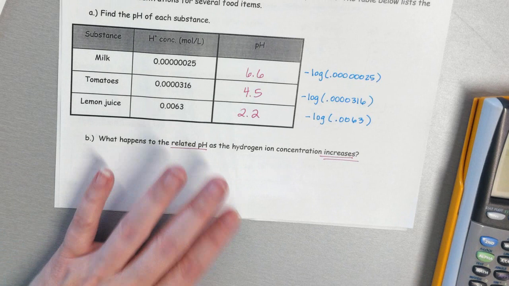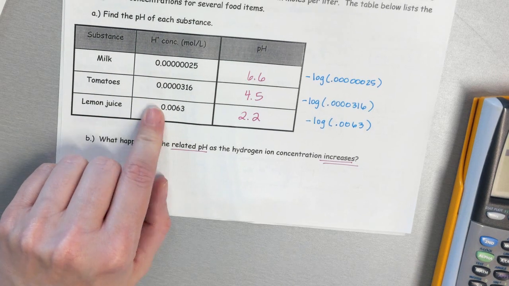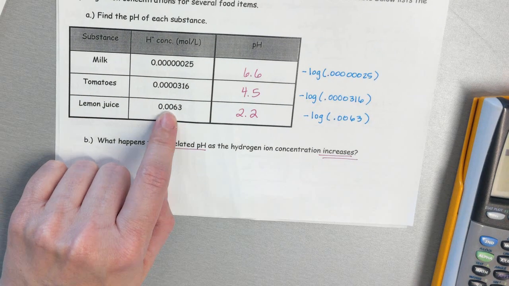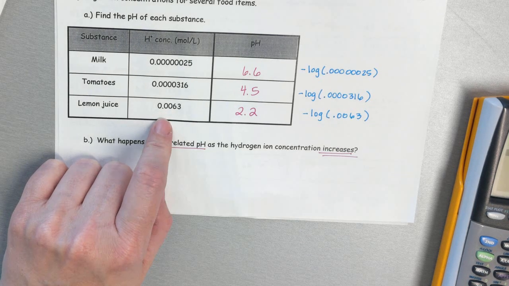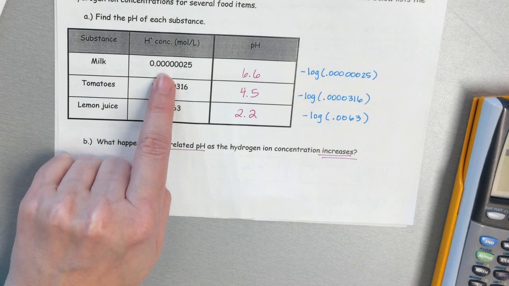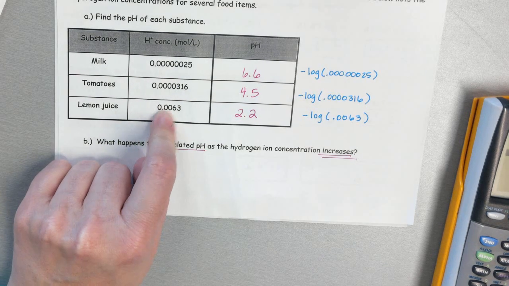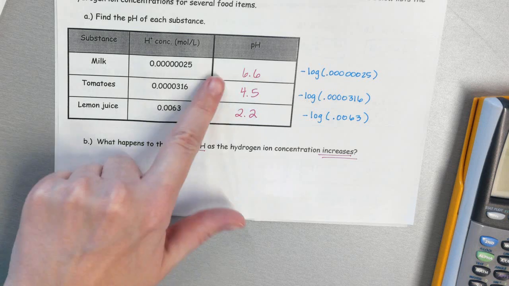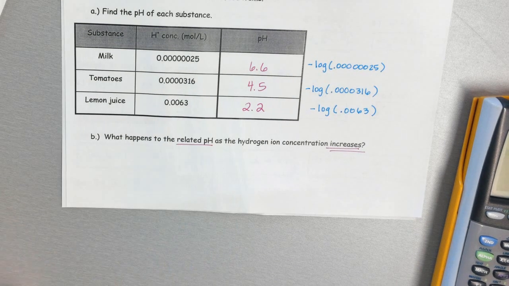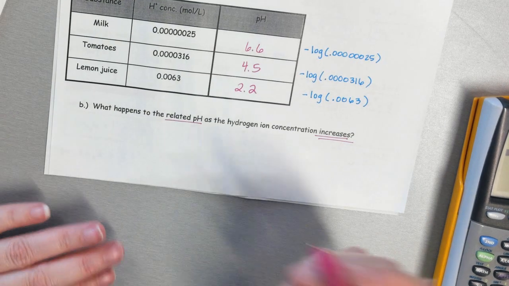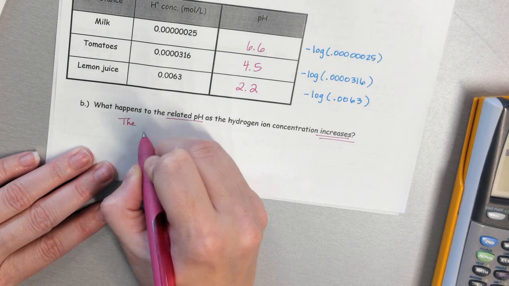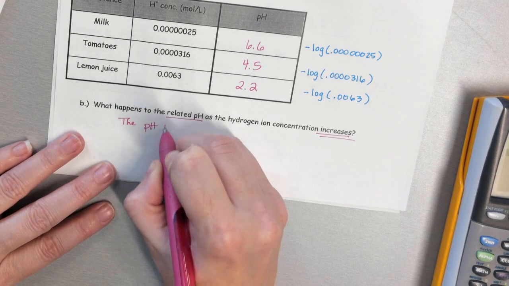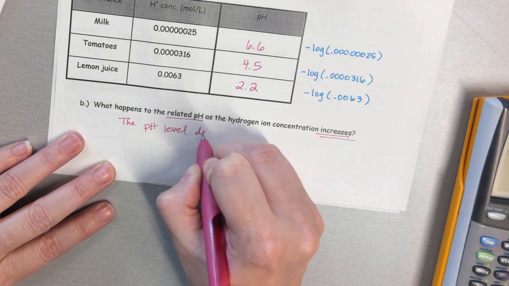Then B says, what happens to the related pH as the hydrogen ion concentration increases? So if we look at the chart, it's increasing because it's getting closer and closer to what number? 1. 0, right? I guess technically maybe it is getting closer to that, but we can see that the numbers are getting larger, because you have less zeros there. And then what's happening to the pH? It's going down. So we're just going to say the pH level decreases.